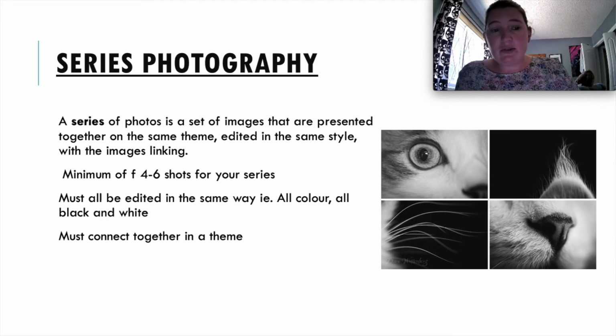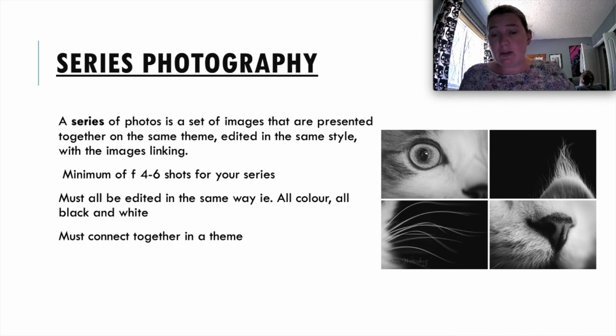Fourth option, and the final option you have, is what we call series photography. A series is a set of images that are together in the same theme. Minimum of 4 to 6 shots in your series. They all have to be edited the same way. So if they're black and white, they all have to be black and white, or if they're all color, they all have to be color. And they've all got to connect on the same thing.